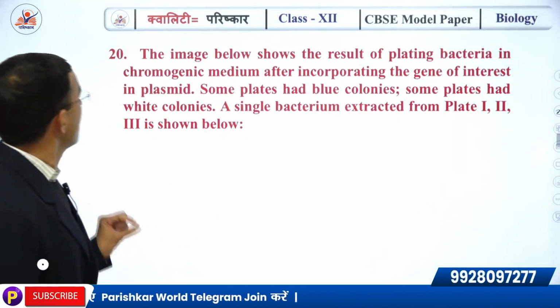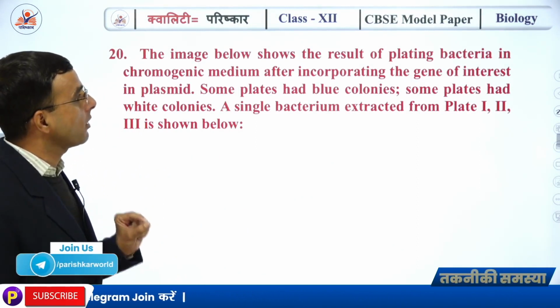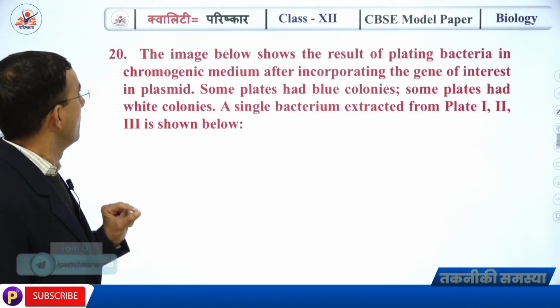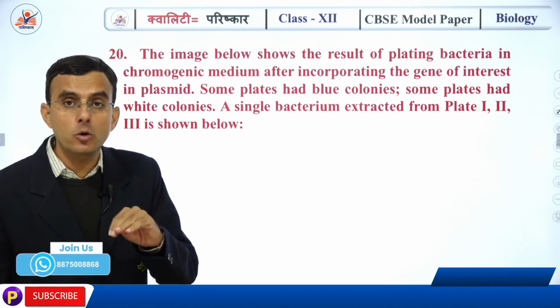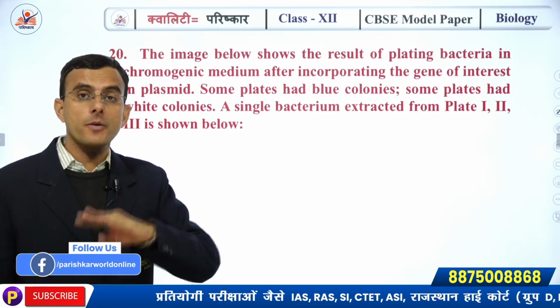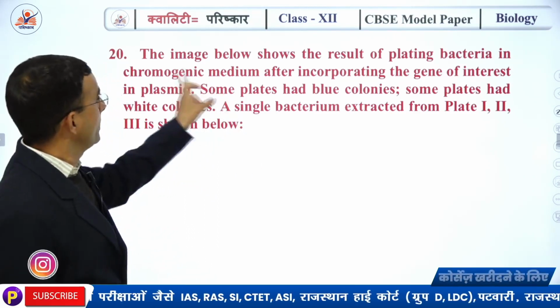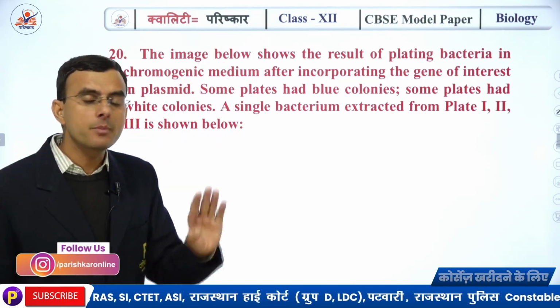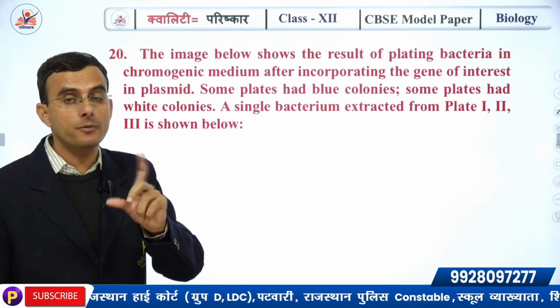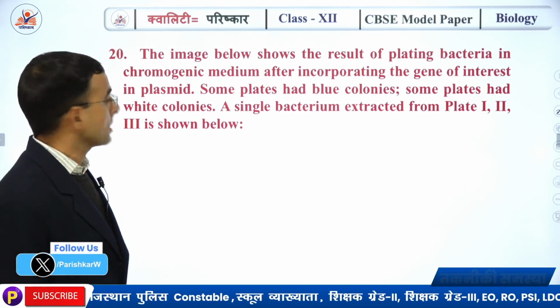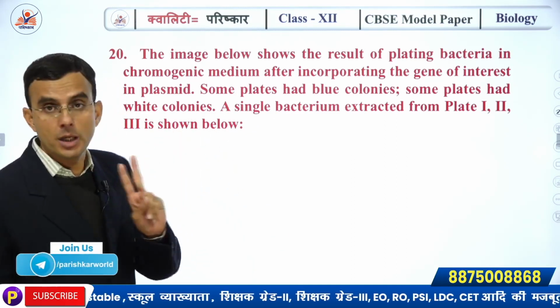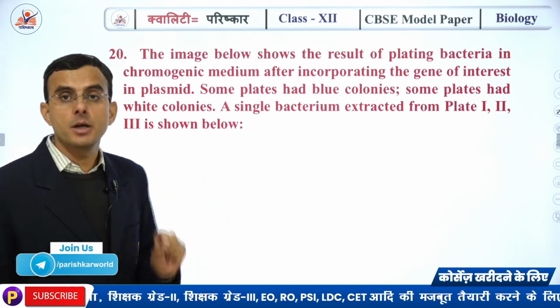Now the next one: the image below shows the result of plating bacteria on chromogenic medium. That means a medium which shows a change of color, so that medium is known as chromogenic medium. That means there is a change in color of the medium after incorporating the gene of interest in a plasmid. So there are two things here. First one is plasmid. What is a plasmid?